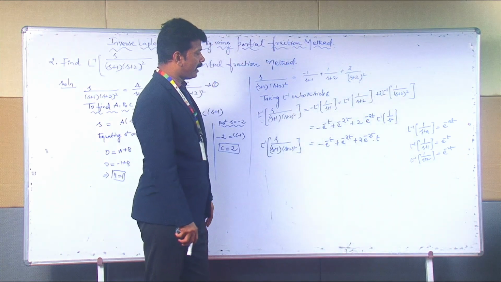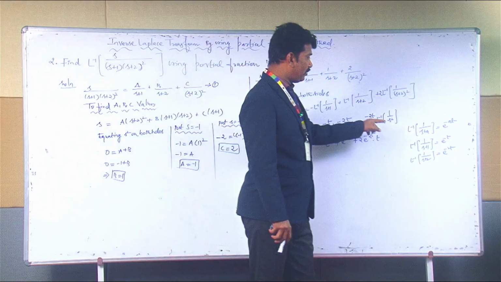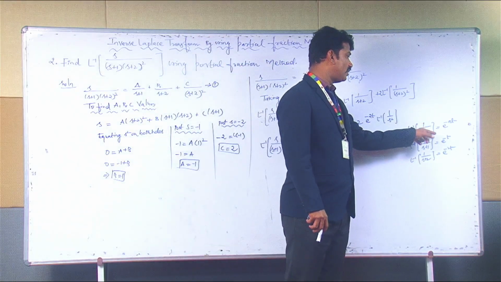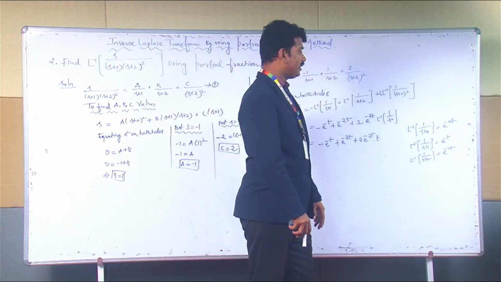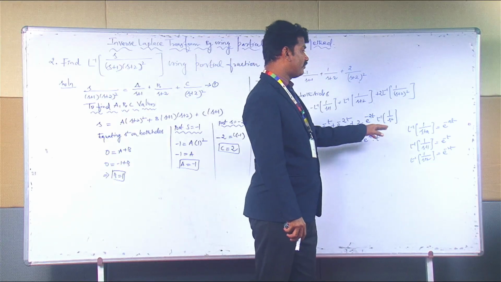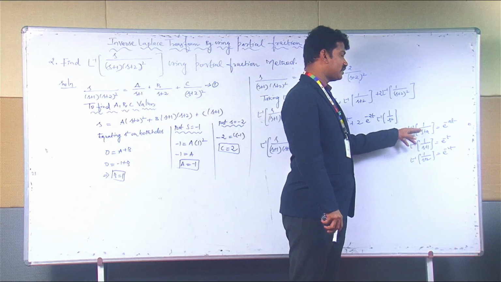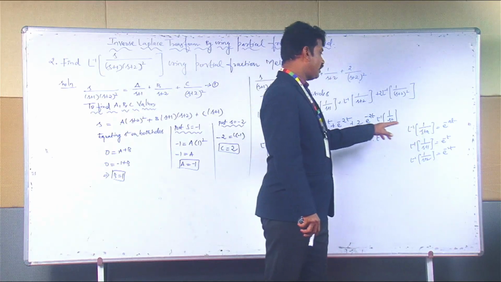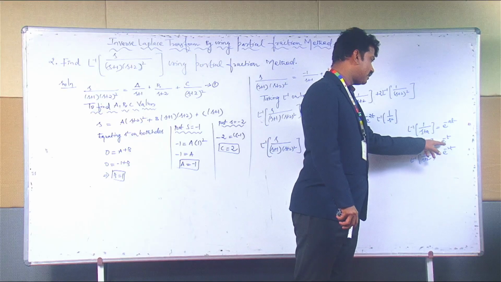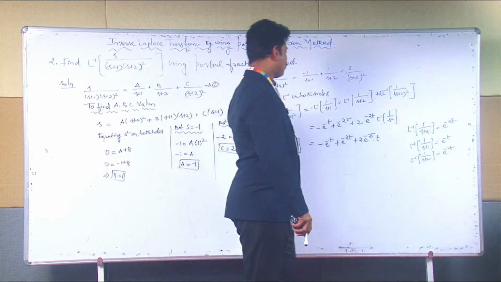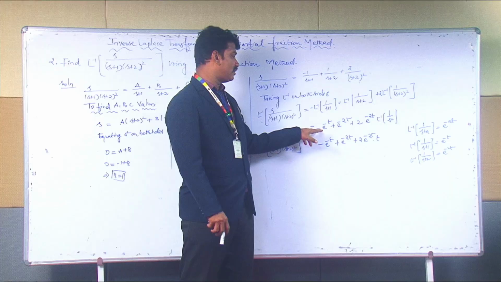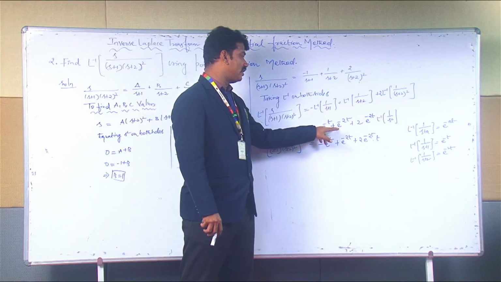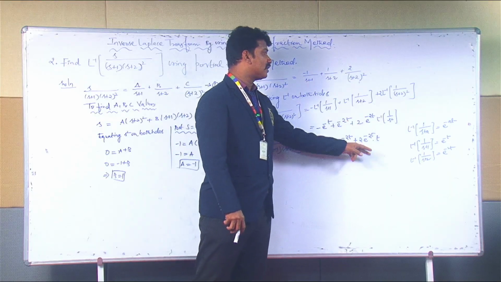I already told you the formula: L inverse of 1 divided by (s+a) equals e power minus at. This is one of the familiar primary formulas for the Laplace transform. Instead of a, I am going to replace 1, and instead of a, 2. What will be the result? e power minus t and e power minus 2t. Just substitute here. So minus of e power minus t plus e power minus 2t.